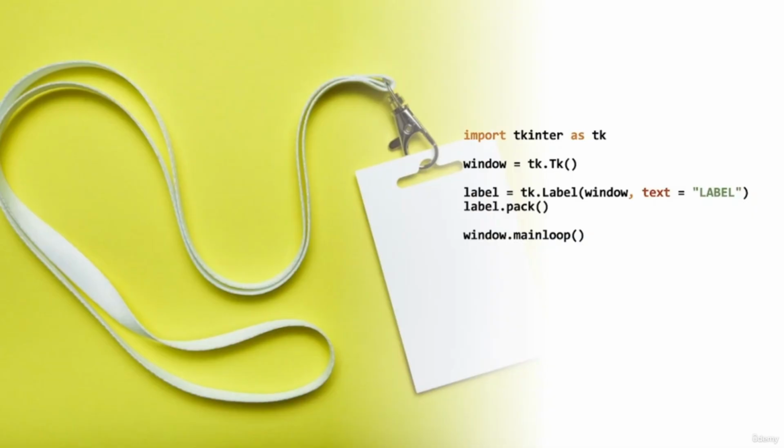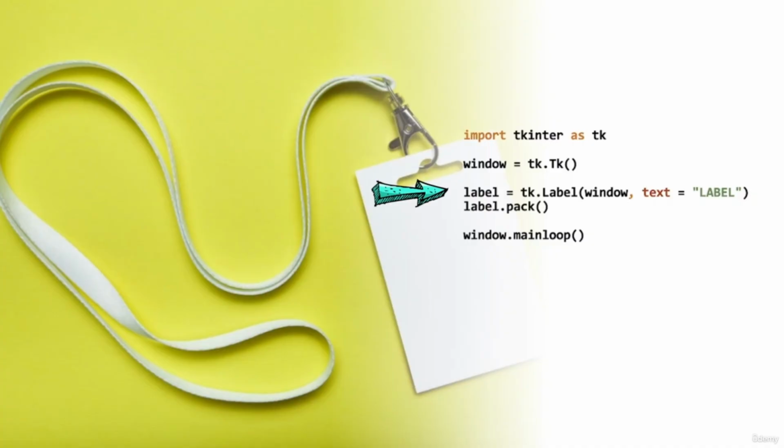In this lecture, we will create a label, which is a non-clickable widget, which will appear on our window with the text of label in uppercase letters. First, we will import the tkinter package as tk, then we'll create our window. Now we'll proceed on to create a label.